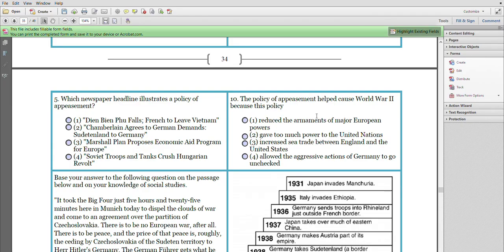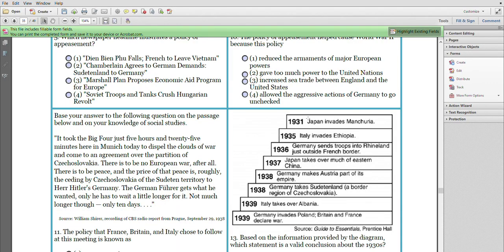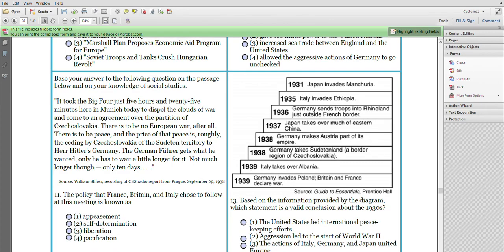Question 10. The policy of appeasement helped cause the World War II because this policy reduced the armaments of major European powers, gave too much power to the United Nations, increased sea trade between England and the United States, or allowed the aggressive actions of Germany to go unchecked.